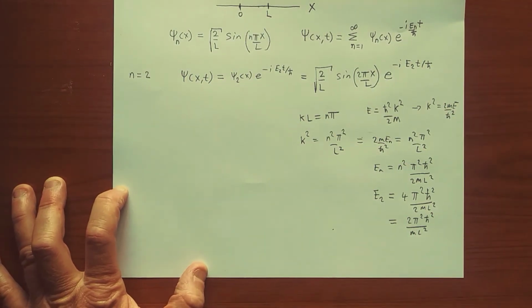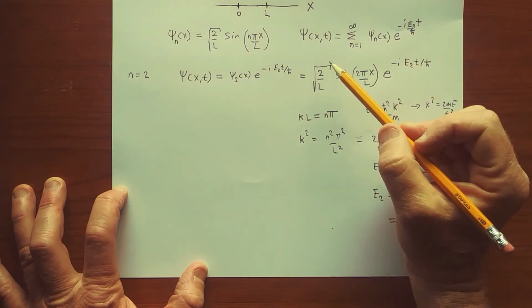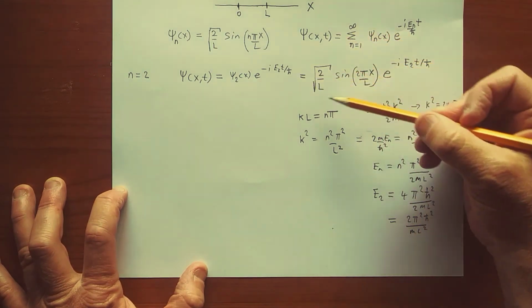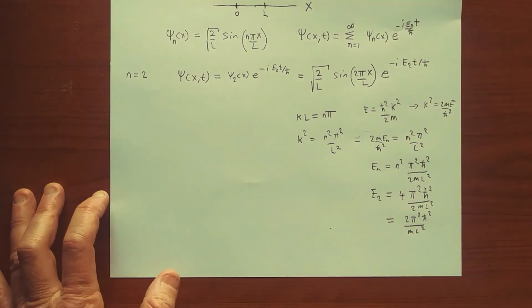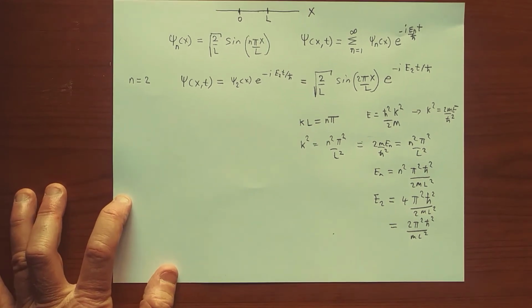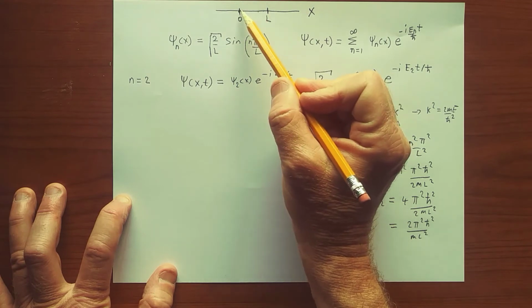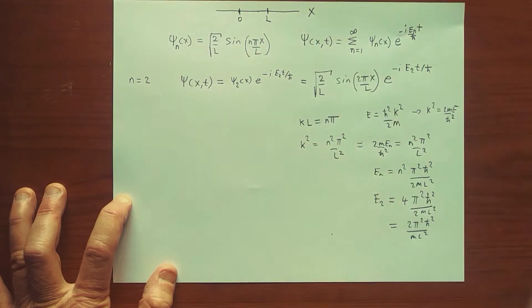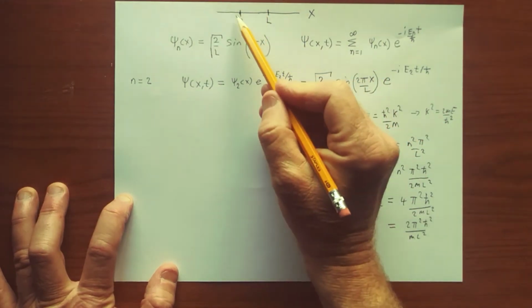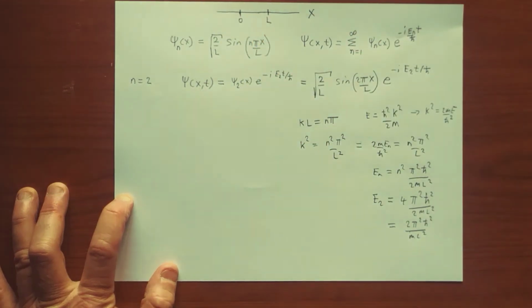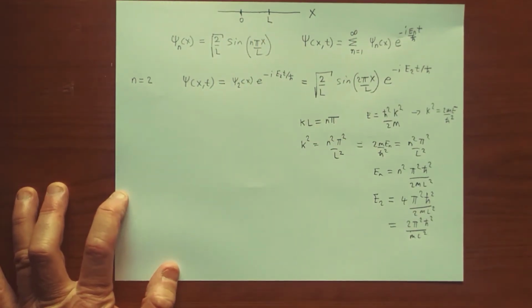There's both the spatial part and the time part, and we want to get a sense of what it means for the particle to be in this state. So this is supposed to represent some particle that's forced to live in here, and this particle has some energy. So classically, it's sort of moving back and forth, and we want to see what the quantum mechanical description of this is.